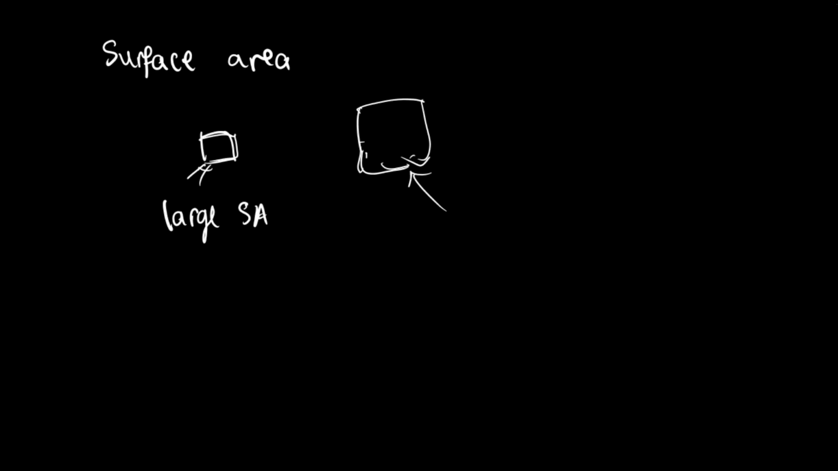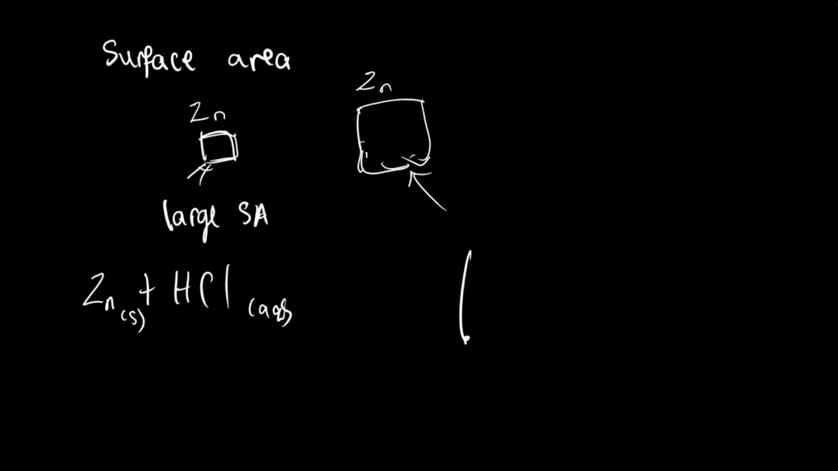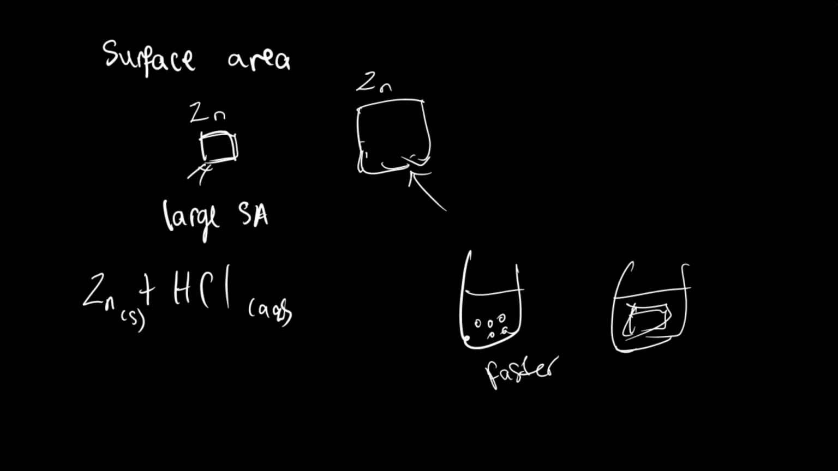Now, let's take for instance that this small piece is a piece of zinc, and this is a larger piece of zinc. Now, if we want to react, take for example zinc plus HCl. Okay, so this is aqueous and then this is solid. If we have smaller pieces of zinc, they would react faster compared to if we had big chunks of zinc. Okay, so if this is a test tube with small pieces of zinc metal, this would react faster than if we had just the reaction taking place with a large piece of zinc.